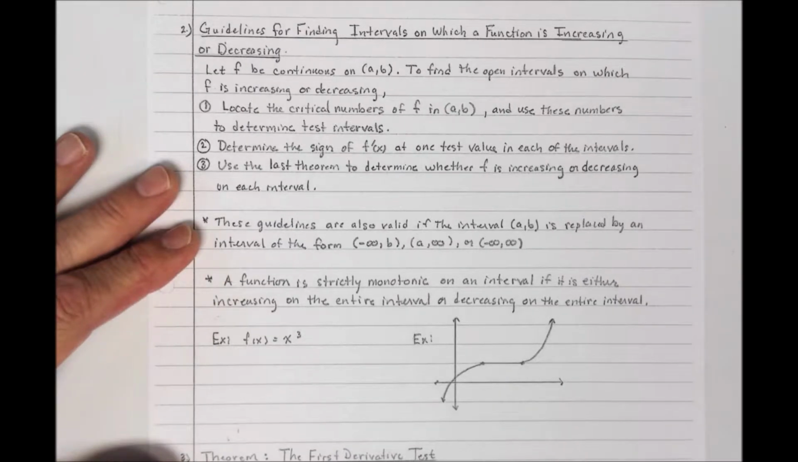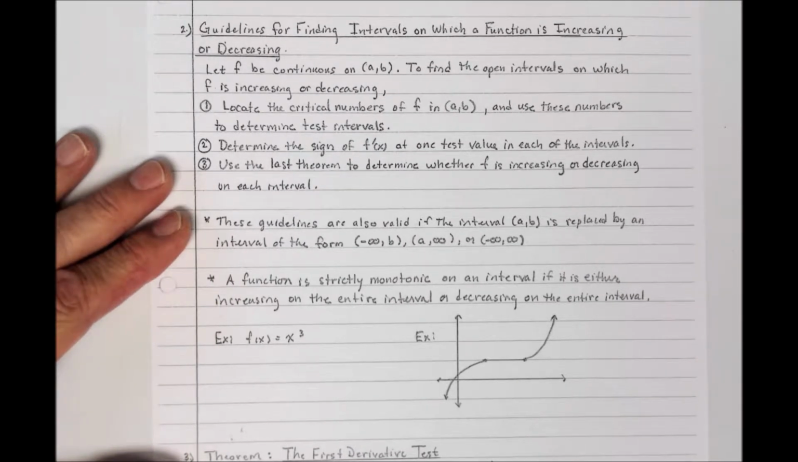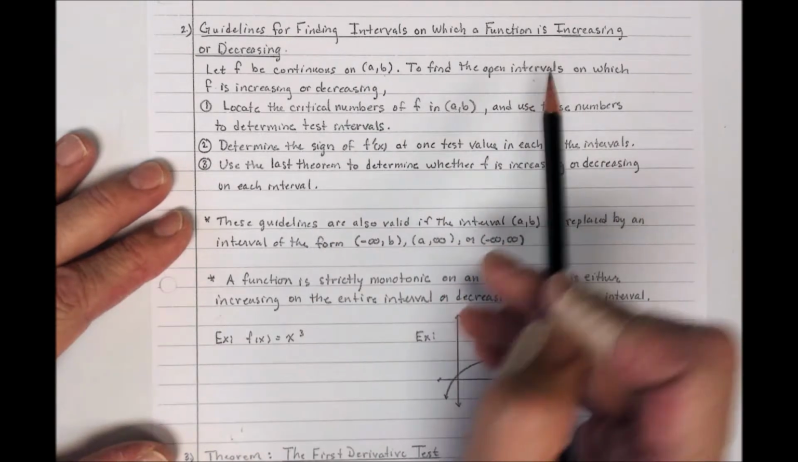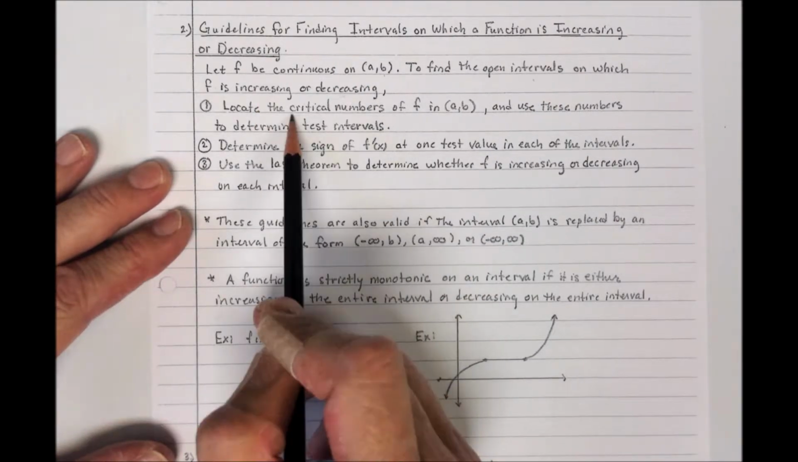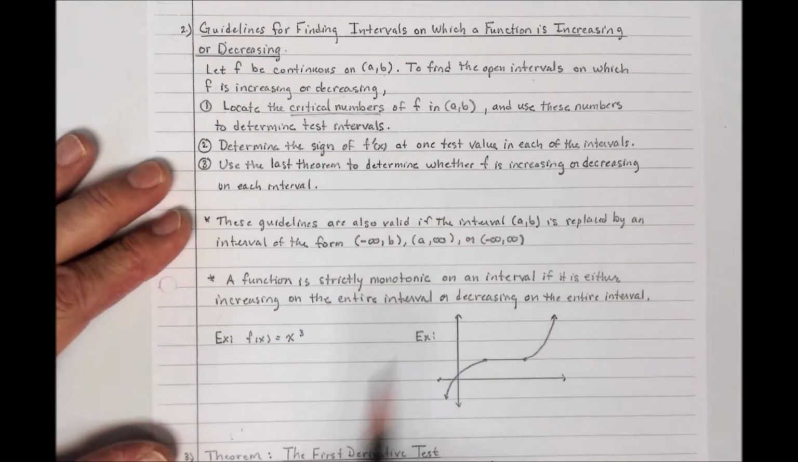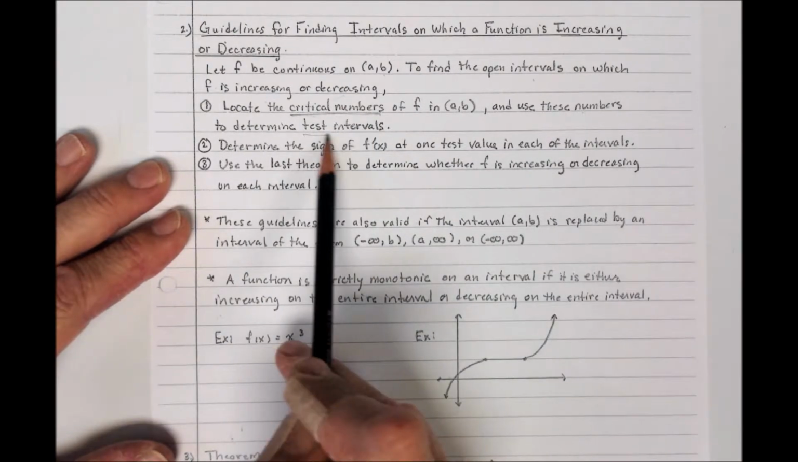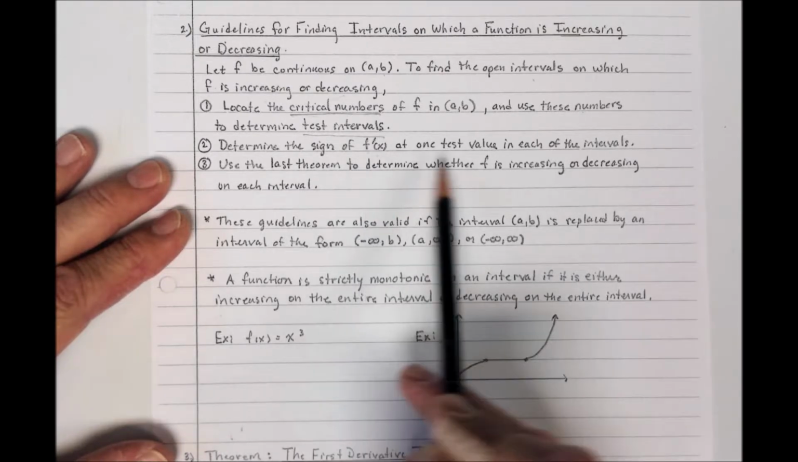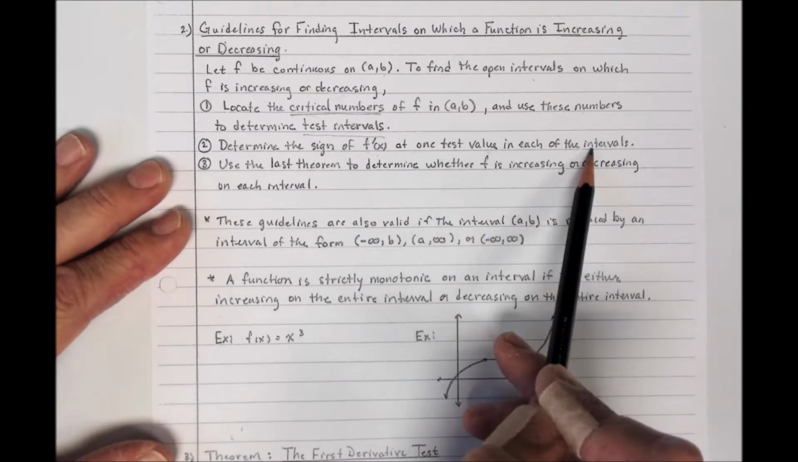Let's check out these guidelines. All right, the guidelines for finding intervals for which a function is increasing or decreasing. Let f be continuous on the open interval AB. To find the open intervals for which f is increasing or decreasing, find those critical numbers. Use those critical numbers to set up test intervals. That's why I drew out the number line. Determine the sign of f prime at one test value in each of the intervals. That's what I was doing before. I plugged in numbers to see if it was positive or negative.